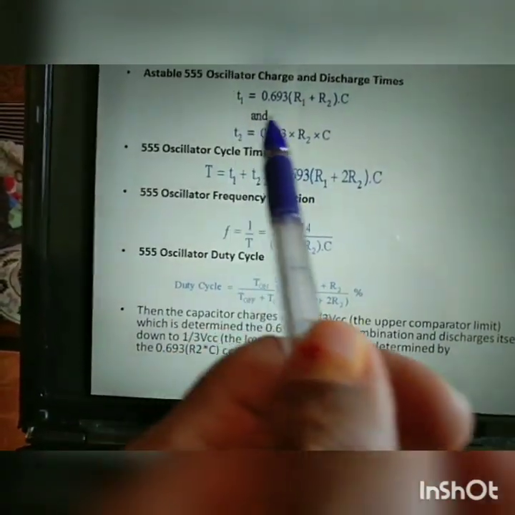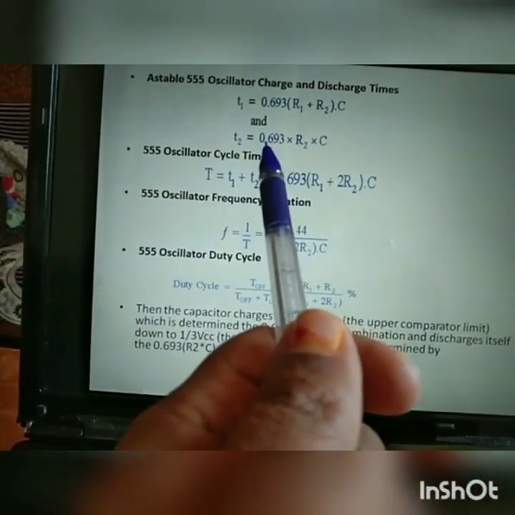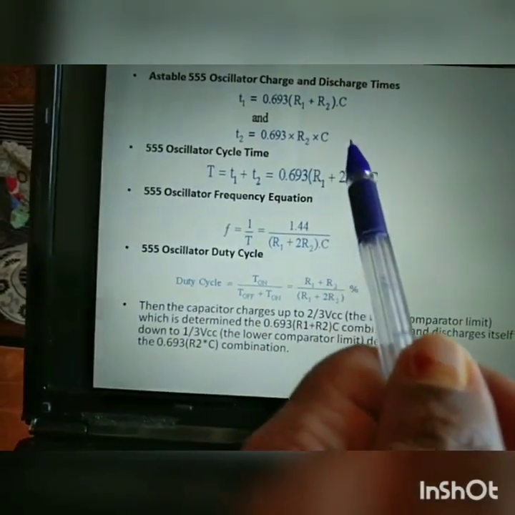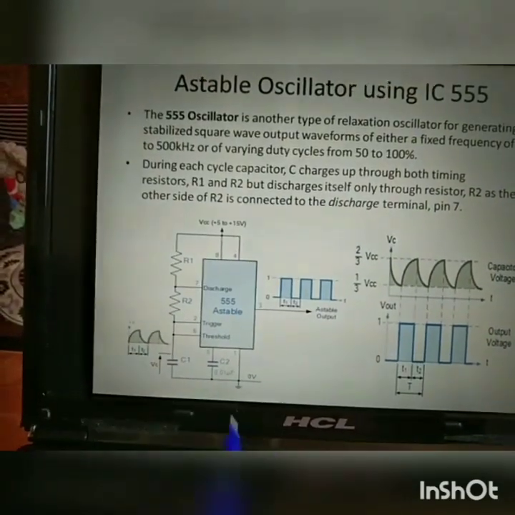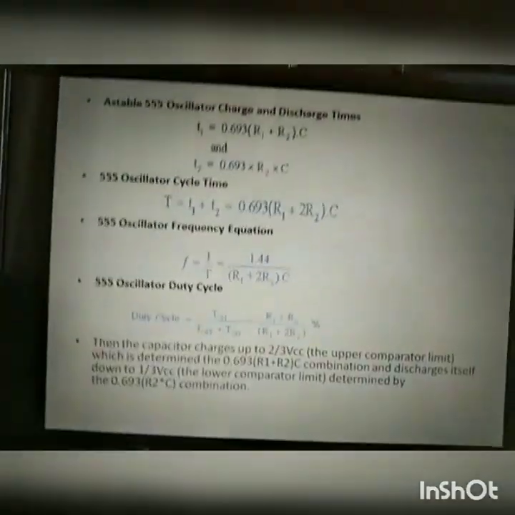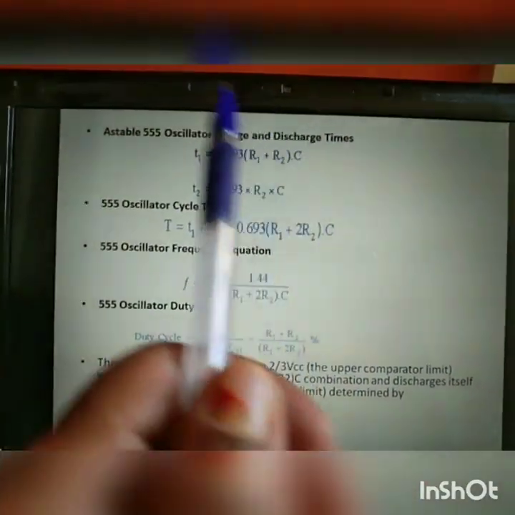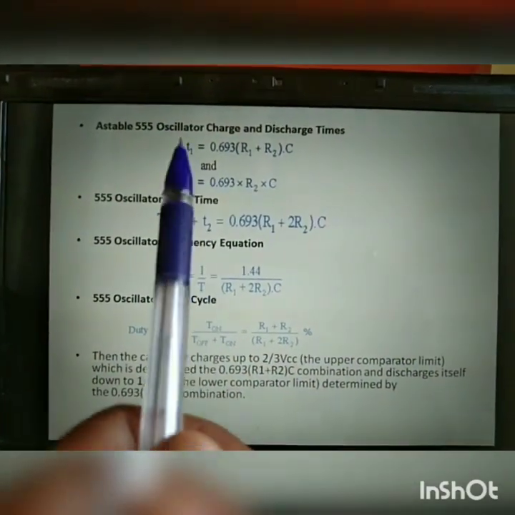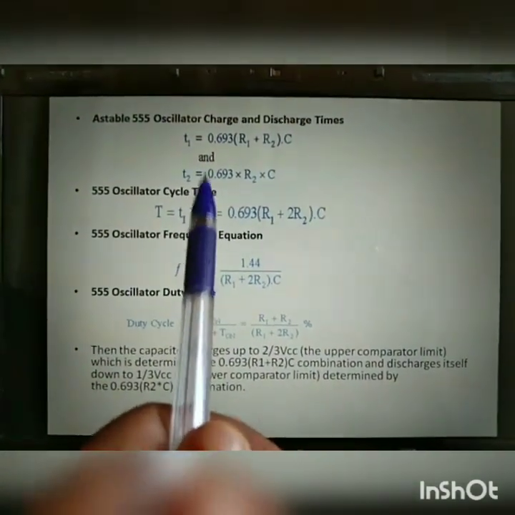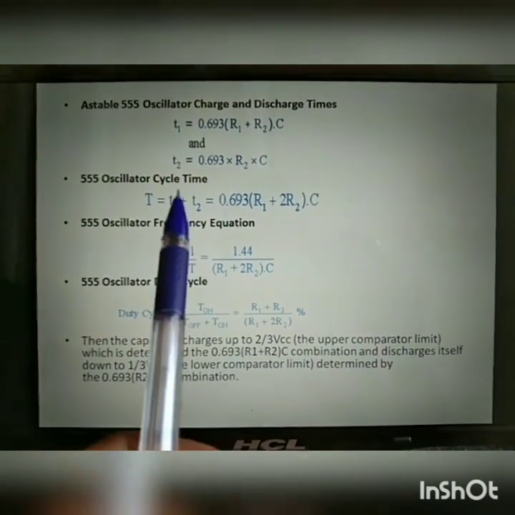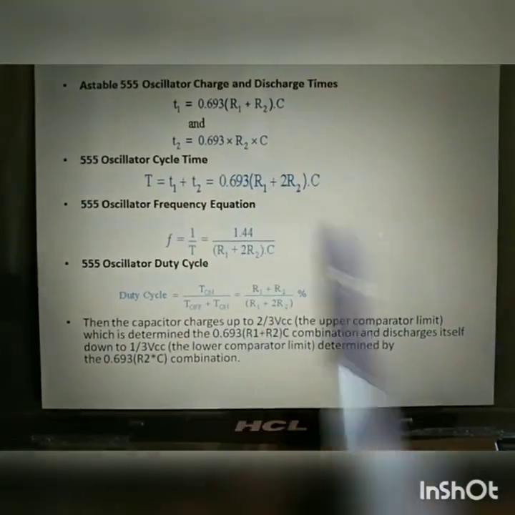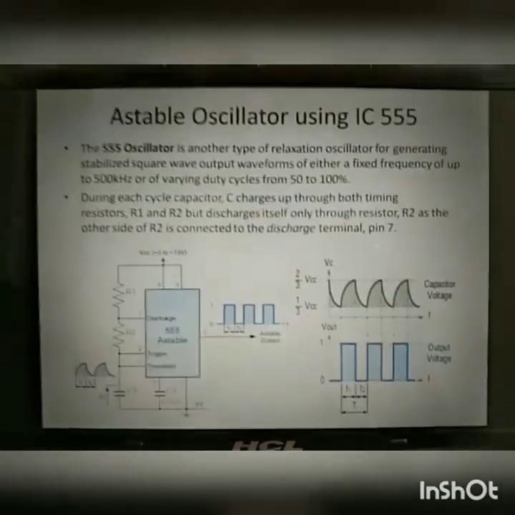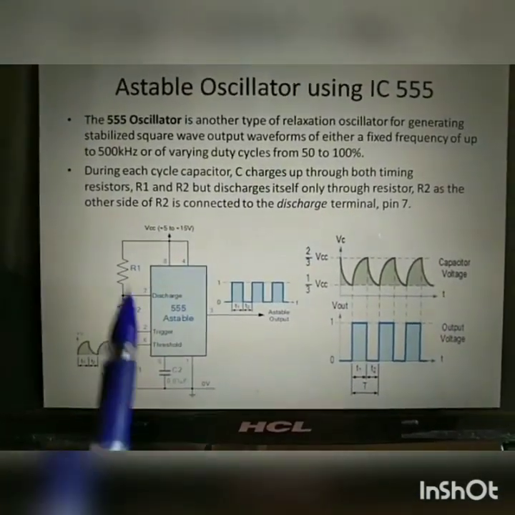The total time T1 is equal to 0.693 (R1 plus R2) into C. What is that? R1 plus R2 into this capacitor C, and 0.693 is the fixed value used in the oscillator circuit using an astable. Next, time T2, the second time, is 0.693 into R2 into C, the discharging of the capacitor through R2 into C.